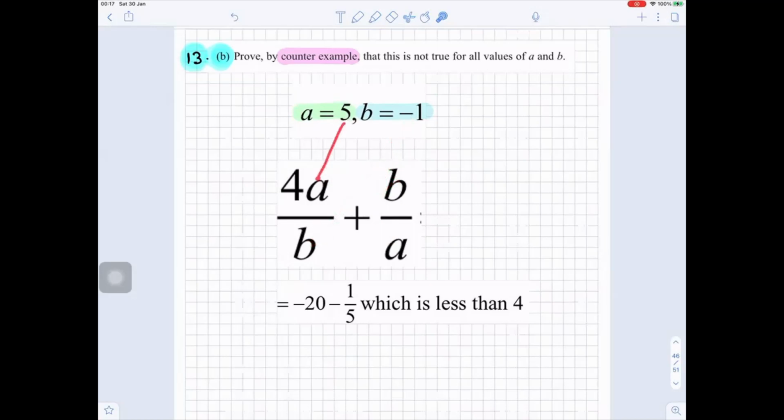So 4 times 5 is 20. 20 divided by minus 1 will give you minus 20. And minus 1 divided by 5. So minus 20 minus 1 over 5 is less than 4. So that is a proof by counterexample.